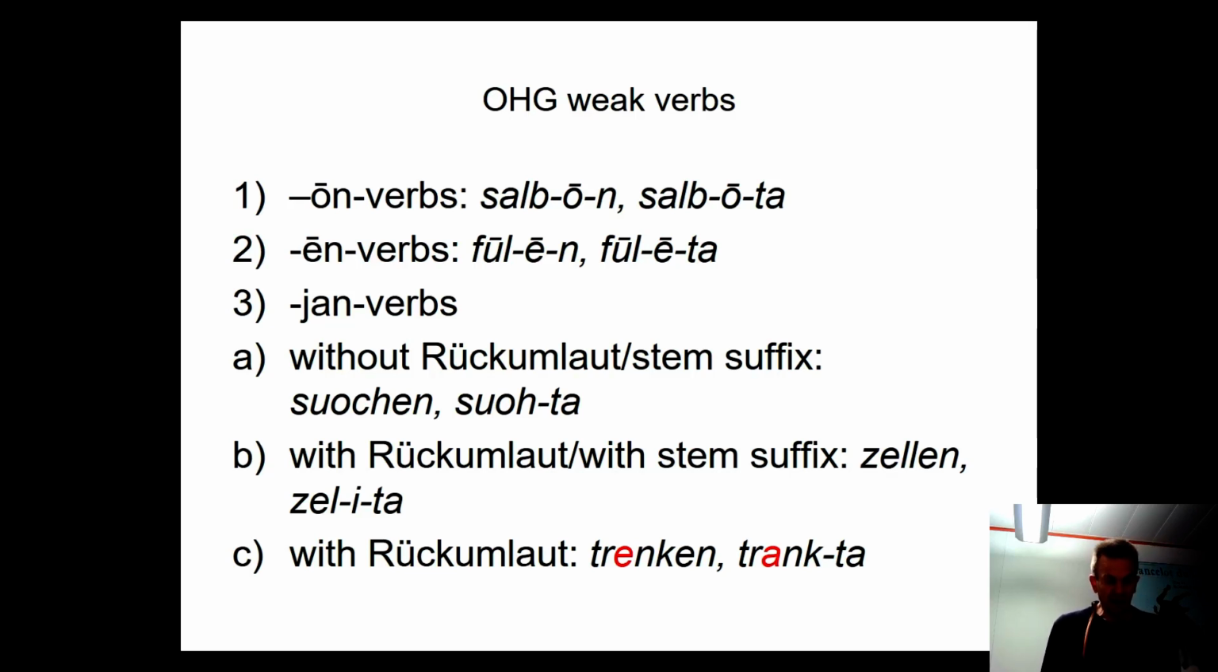Old High German jan verbs can be further subdivided according to 2 criteria. Firstly, according to the presence or absence of the stem suffix, and secondly, according to the occurrence of an alternation of the root vowel, which is misleadingly called Rückumlaut, reverse umlaut, and goes back to primary umlaut, the remains of which are still present in New High German, for instance in senden, sandte, or nennen, nannte.